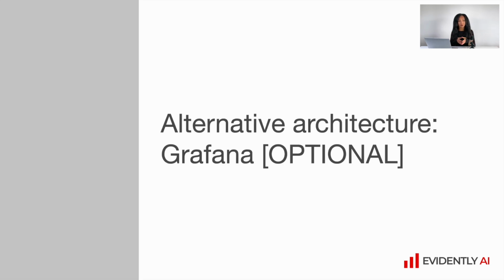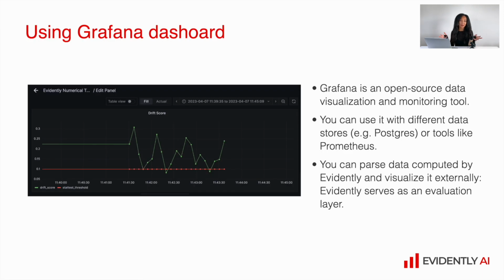We also are going to discuss an alternative architecture, for example using Grafana, because this is also a very popular tool to build dashboards. And at Evidently we really like open source tools a lot, and this is why we are going to show you how you can integrate Evidently snapshots into Grafana. The idea is that you can use Grafana with different data sources, and Evidently metrics and tests have a JSON format, which is why it's very convenient to parse them.